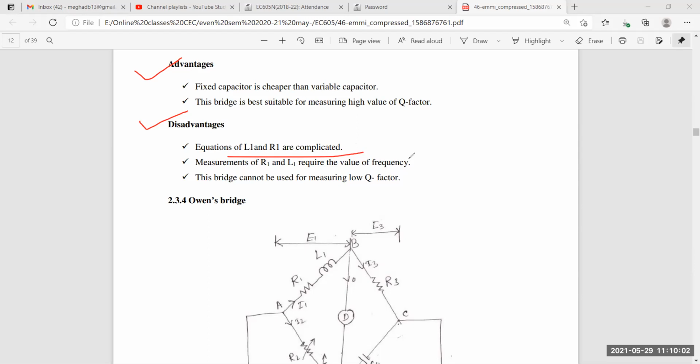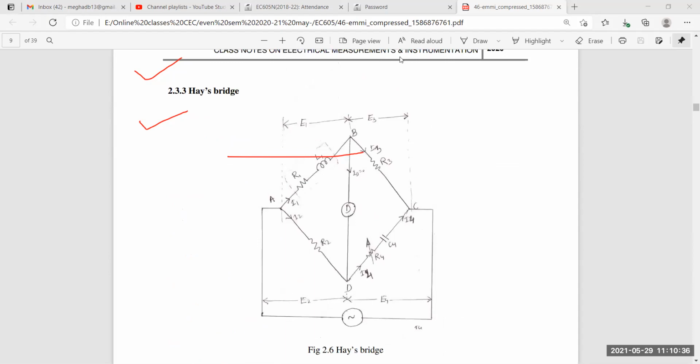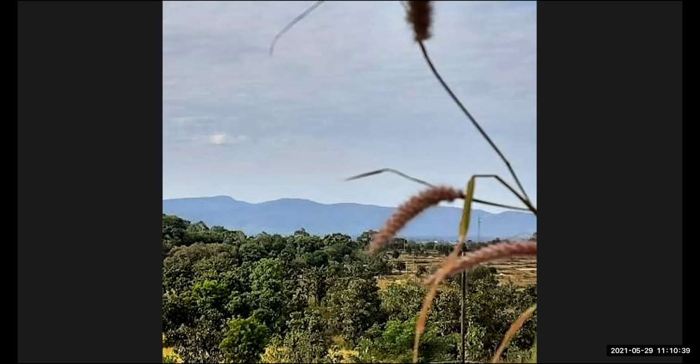If you want the definition of quality factor, it is a parameter which determines the relationship between the stored energy and the energy dissipated in the circuit. That is the basic definition of quality factor. So this is all about the Hayes bridge. Now we can move to our next bridge, so let me see what you have in the next bridge.